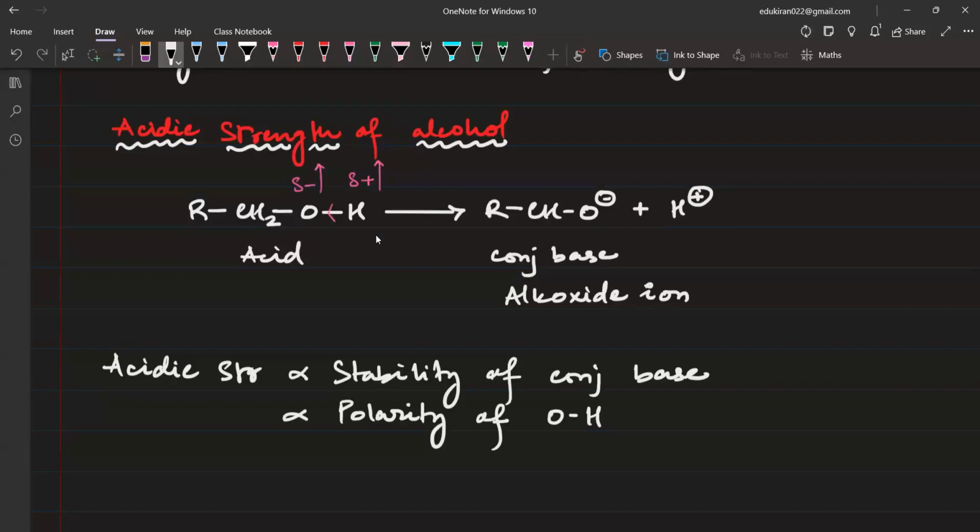Now, this second factor is usually missed by many people. So you also have to keep in mind there are two factors which determine the strength of the alcohol's acidity: stability of conjugate base and the polarity of the OH bond. Write this down. Raise your hand if you're done.